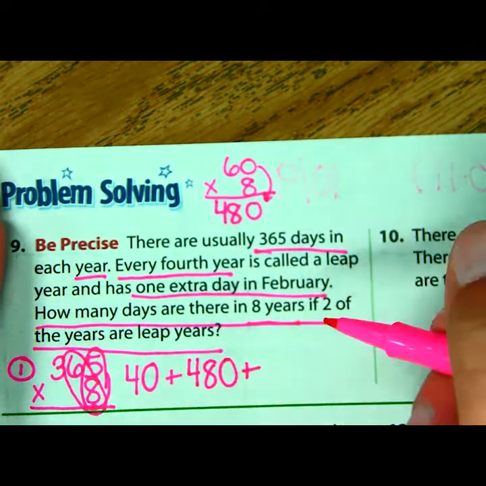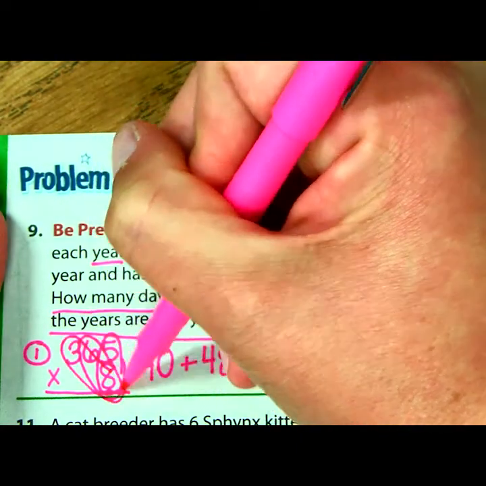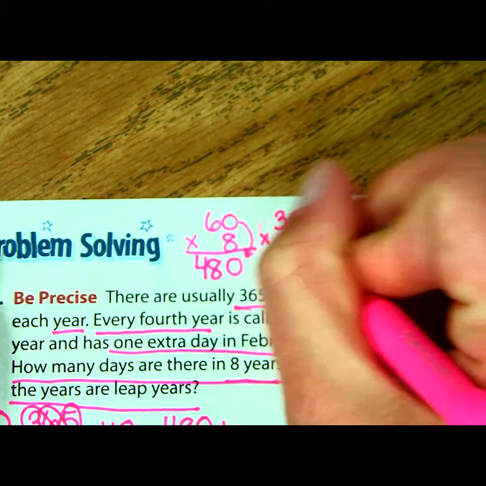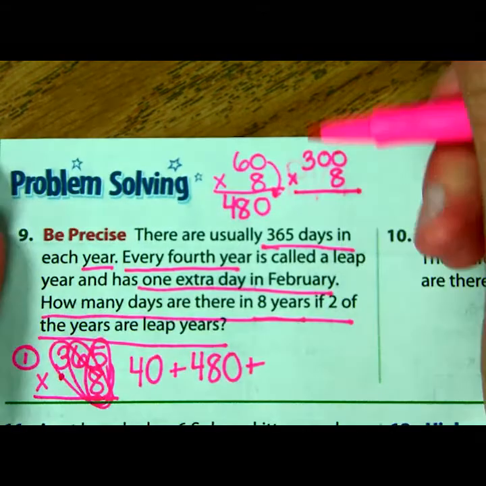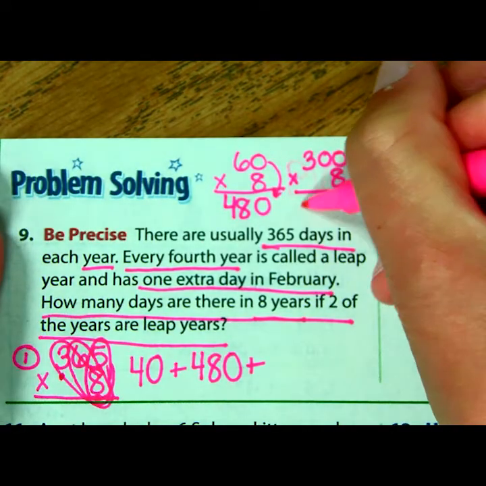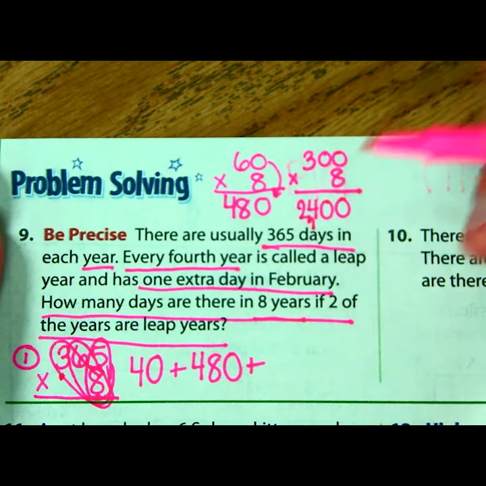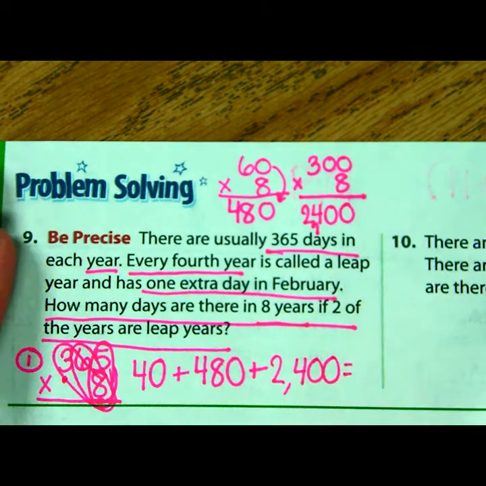Now we're multiplying 8 times 3, but it's really 300 times 8 because the 3 is in the hundreds place. So 8 times 3 is 24, but we're multiplying by hundreds, so we need to bring those down. So plus 2,400. When you add those together, let's set that up.